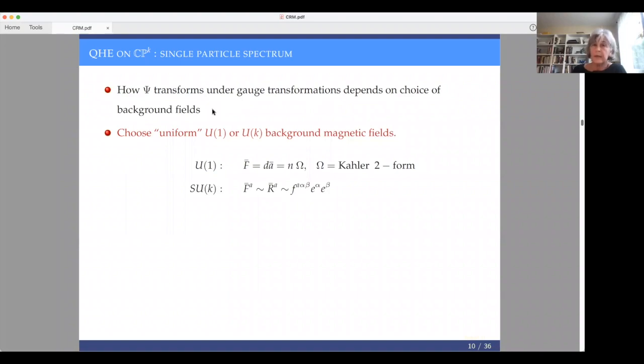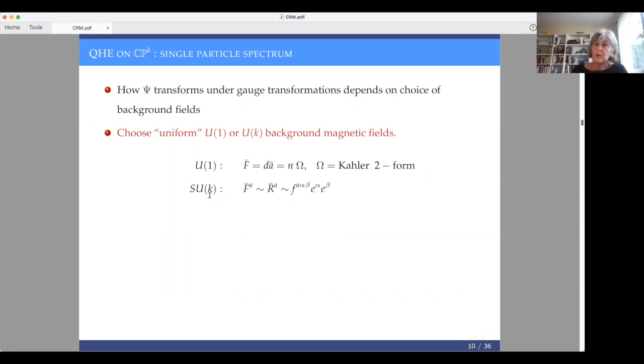And here I mentioned that we have the possibility of only a U(1) magnetic field or a U(K) magnetic field. Now, the field strength for the U(1) magnetic field is proportional to the Kähler 2-form with a proportionality constant n, which is an integer. And this is exactly what happens also when we have quantum Hall effect on a sphere. Essentially this n, because the sphere is CP1, the smallest CP manifold that we can define, is the strength of the magnetic monopole in the center of the sphere.